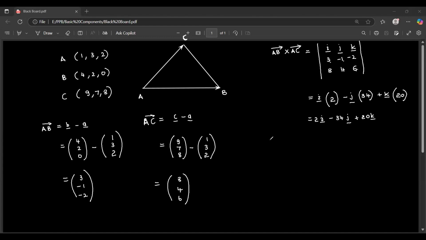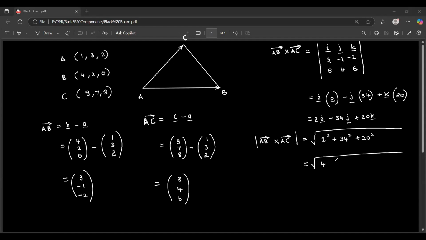So now, how do we find the modulus? Well, it's just the square root of the sum of the squares of the given coordinates. So here we have the square root of 2 squared plus 34 squared plus 20 squared. 2 squared can be given as 4, 34 squared is 1156. And then we can give 20 squared as 400. So totally we will have 1560. So this is the area of the parallelogram.